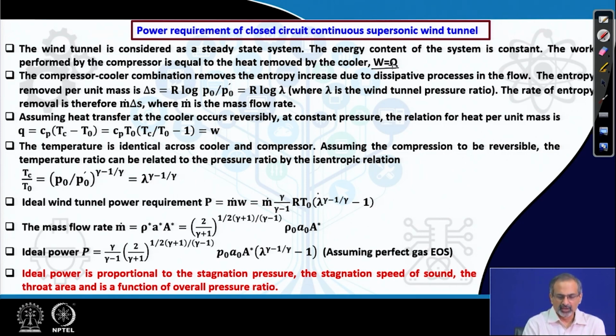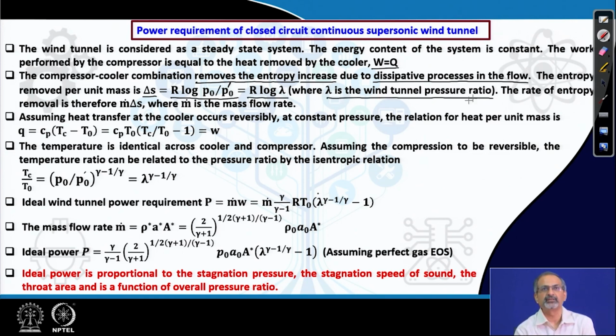So, in the compressor cooler combination, what we are trying to achieve is essentially removal of the entropy increase due to dissipative processes in the flow. So, there are losses involved, and that loss has to be offset by the compressor cooler system. The entropy removal per unit mass can be given by this relation R log P naught by P naught dash, which is nothing but R log lambda, where lambda is the wind tunnel pressure ratio, which is the ratio P naught by P naught dash.